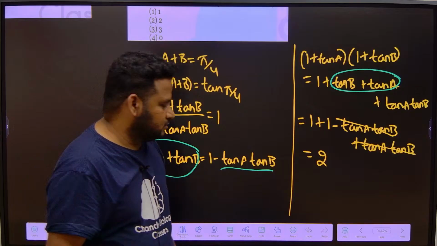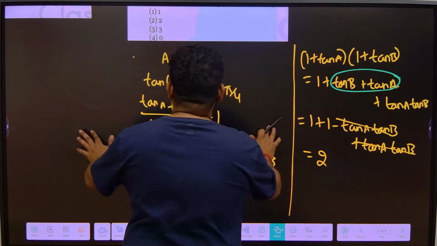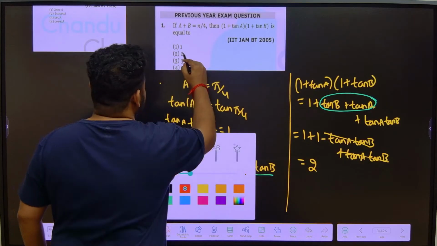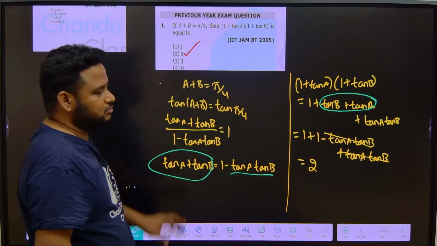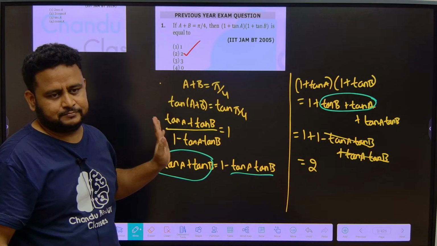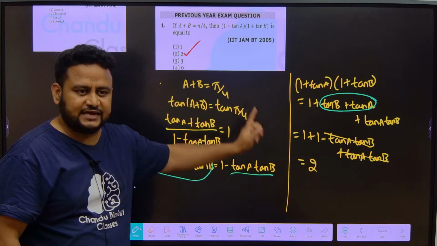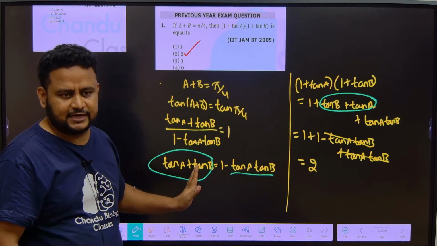Understood? Clear? So the answer to this question is option 2, that is 2. So, this is the right answer to this question, option 2, a 2005 question. Okay, 2005 question, same type of concept and same type of question we solved in quad. This is in tan. Clear?